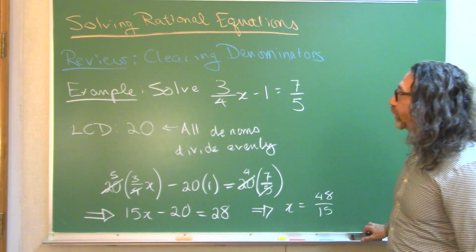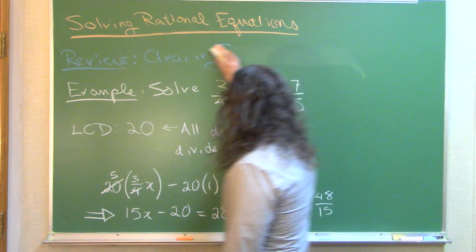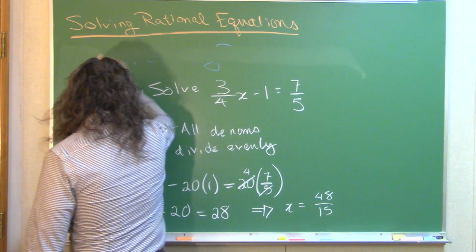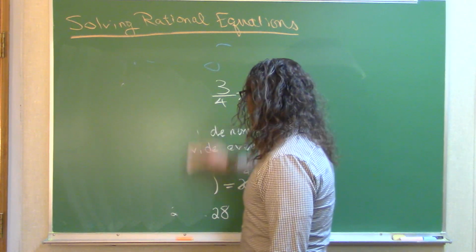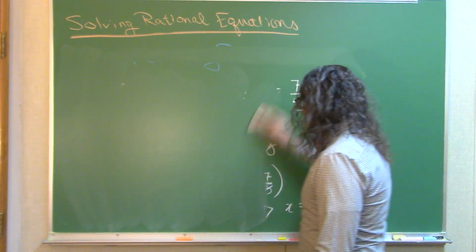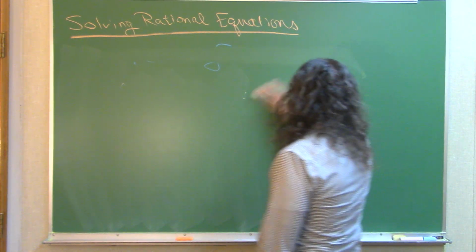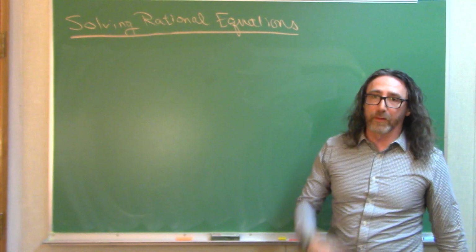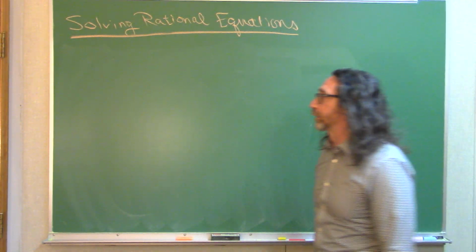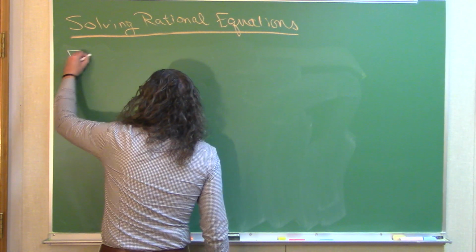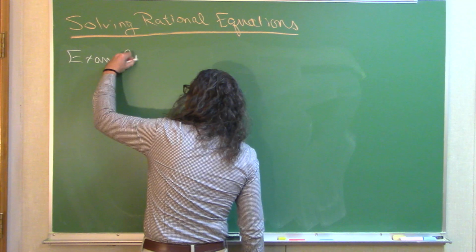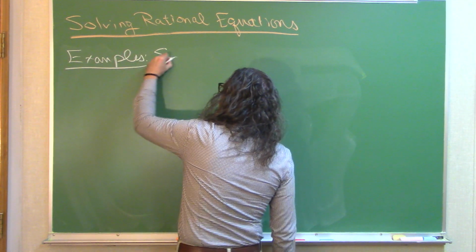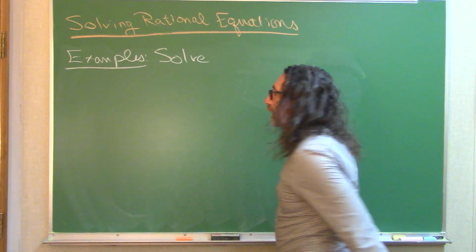So let's look at a few bona fide rational equations. And by that I mean a rational equation that has variables in the denominator. Okay, we'll do 2 easy ones, and then in the next video we'll do 2 more involved ones. Okay, let's try and solve each of these.